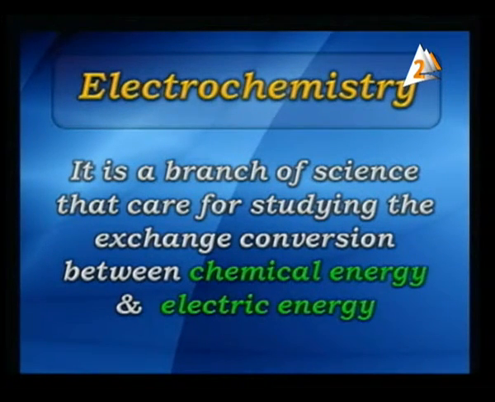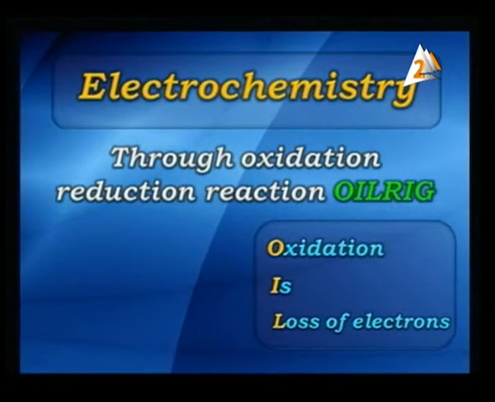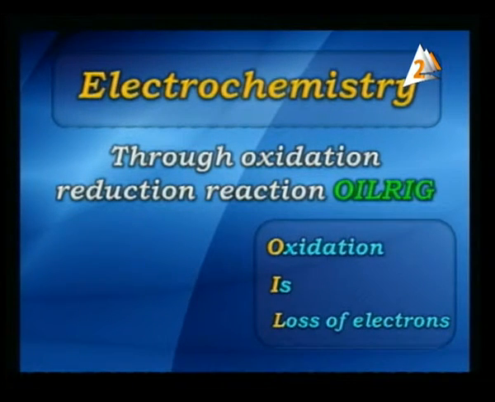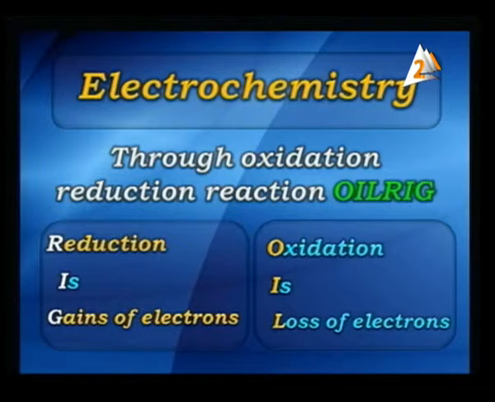Conversion from chemical to electrical, through oxidation and reduction. So all of this chapter depends on these words, oxidation and reduction. Now look at this. Oxidation is loss of electrons. Reduction means gaining of electrons. Now the important comparison between oxidation and reduction: losing and gaining.